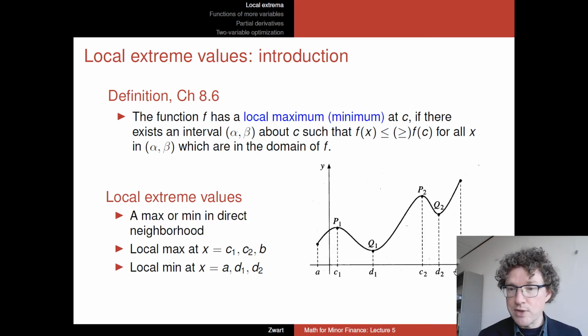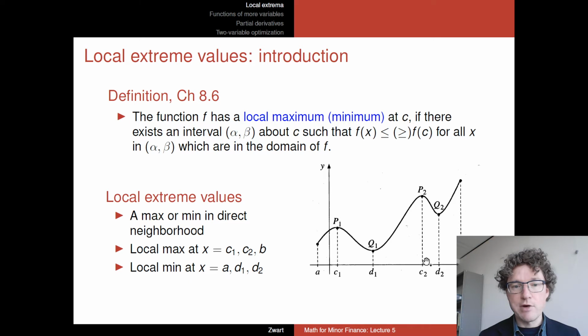And finally, also at the x value b, if that's included, so if this is indeed a closed interval, so the boundary value b of this interval, also we see a local maximum. And if we look a bit more closely here, of course, this local maximum is also the maximum or the global maximum that this function might have.